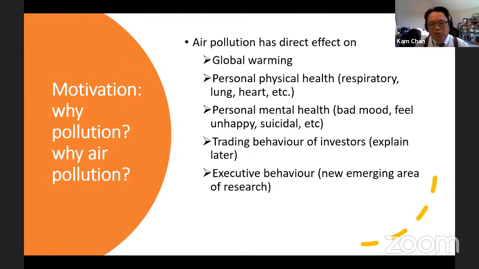So the last one is my recent focus area. All this research about stock analysts and stock investors did not address how air pollution affects executive behavior. Executives are people too. They are human beings too. They are subject to bad air pollution. So with bad physical health or bad mental health, I expect executives suffer the same, and that it affects their business decisions. That's the main focus, or intuition.